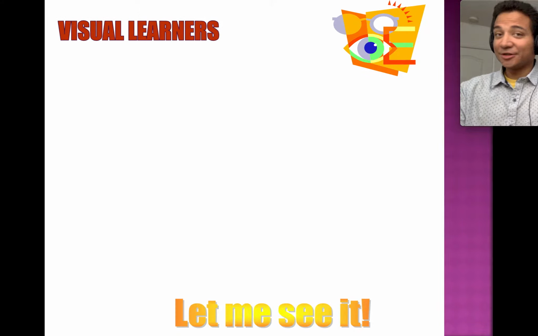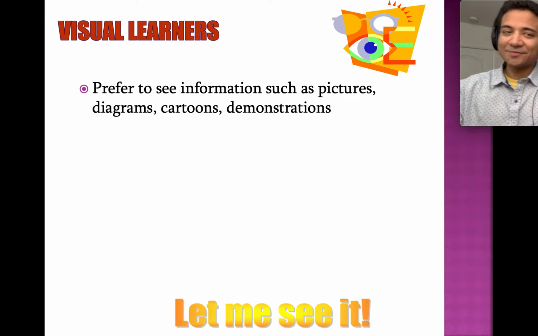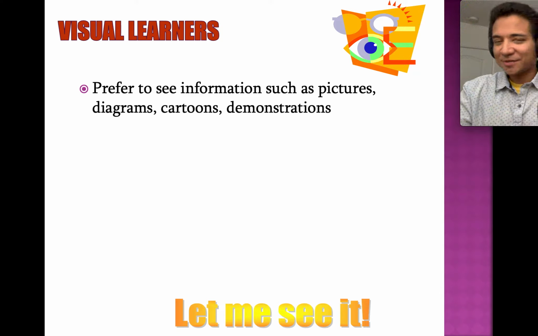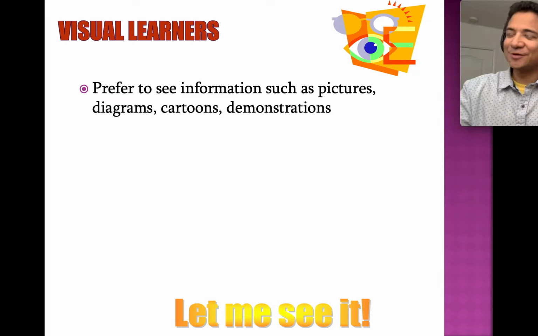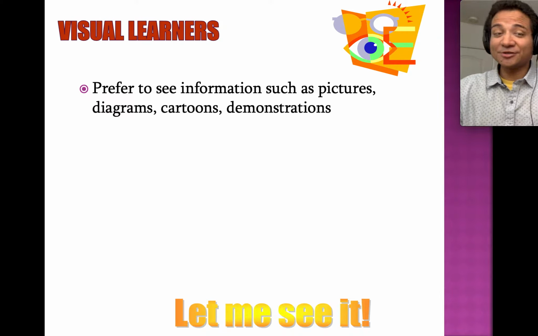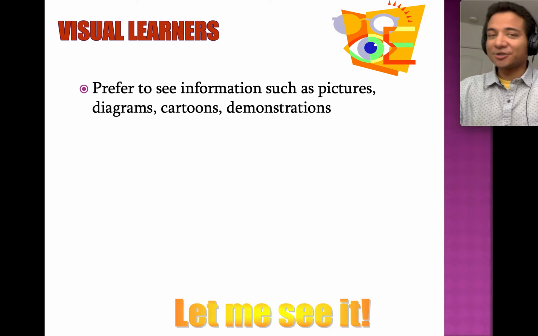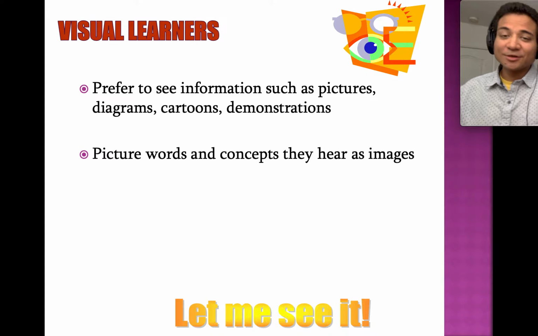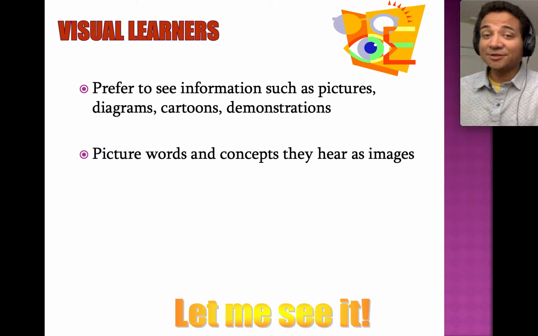So the visual learner, let me see it. So again, I want you to, on your sheet of paper, try to be guessing what you might be more of as you're listening to this. So a visual learner prefers to see information like pictures, diagrams, cartoons, and demonstrations, something visual. And they picture words and concepts they hear as images.